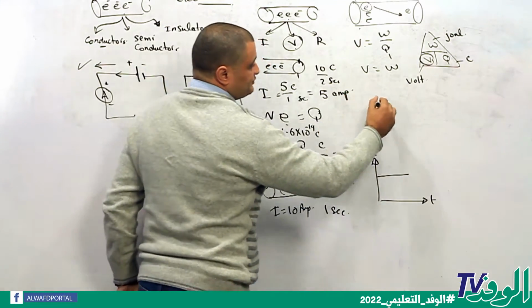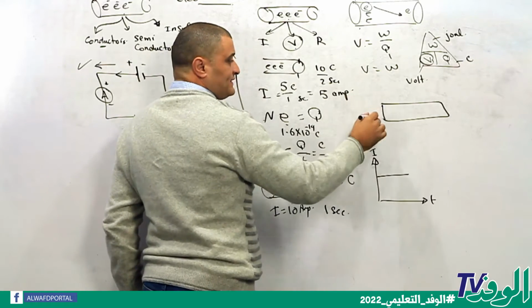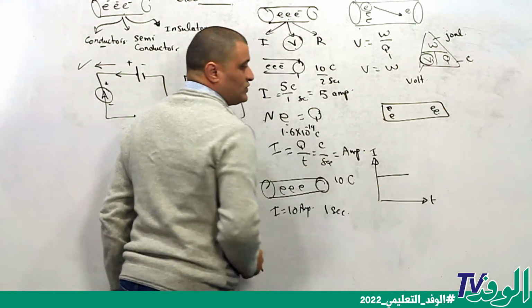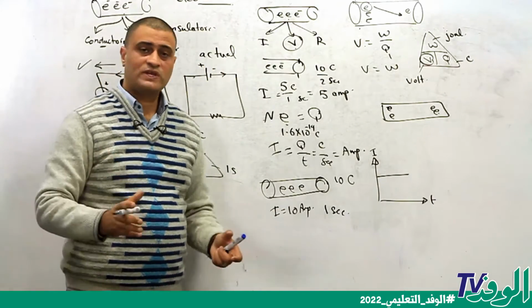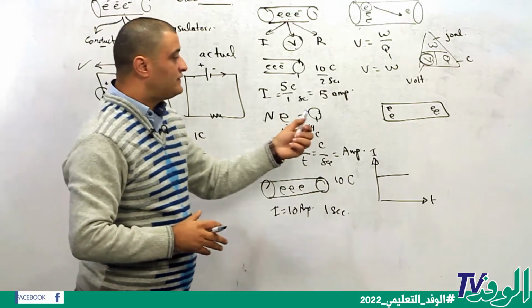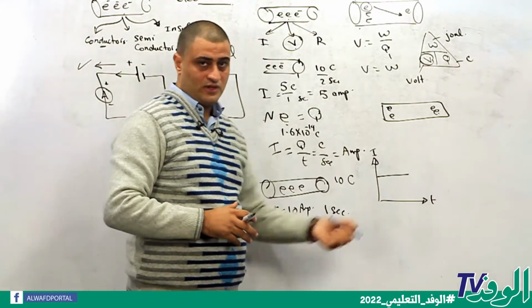If we have a wire and this wire contains an equal number of charges, there is no electric current, because the electric current depends on the potential difference. If there is no potential difference, no electric current passes through the wire.